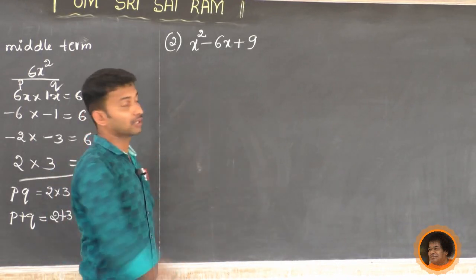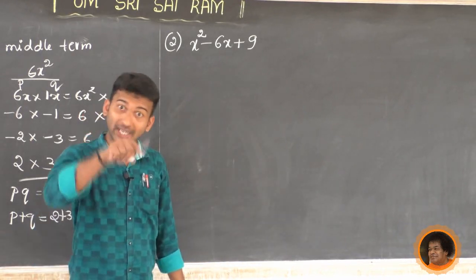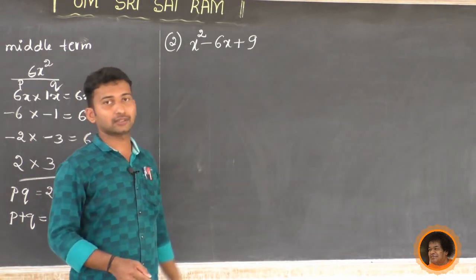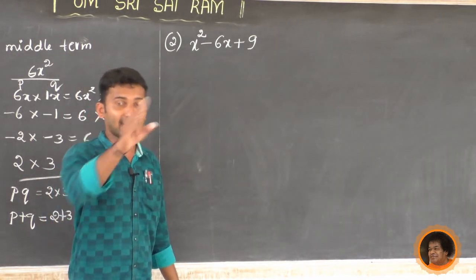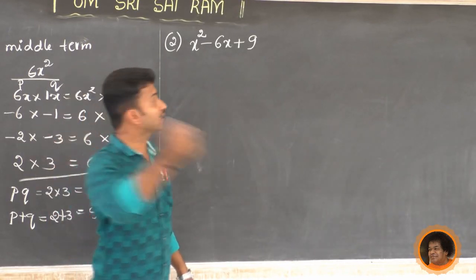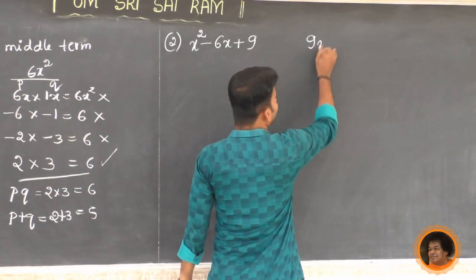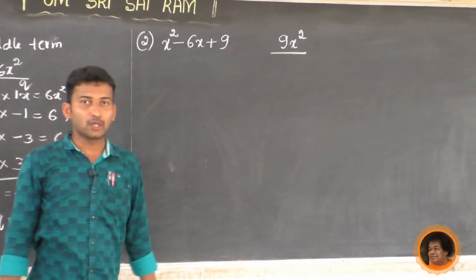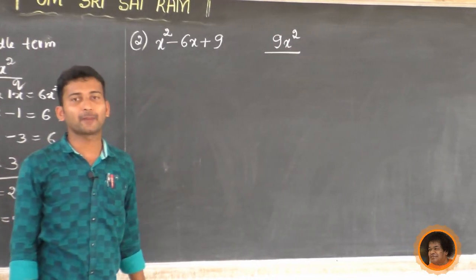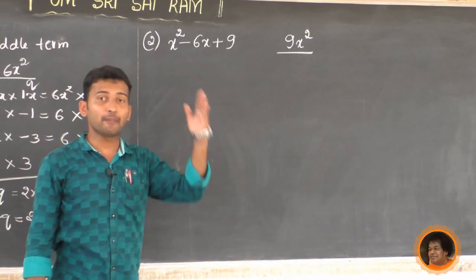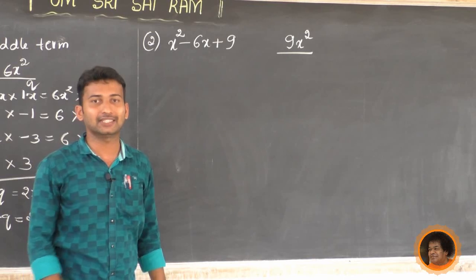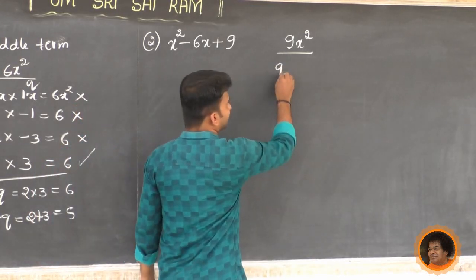What is the first term? x square, or 1x square. What is the third term? 9. So what is the product? x square into 9, 9x square. What is the second step? List out the possible factors of 9x square. Yes, write the possible factors.